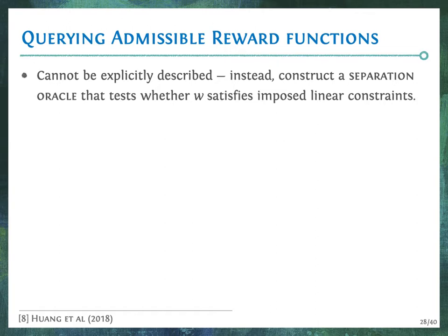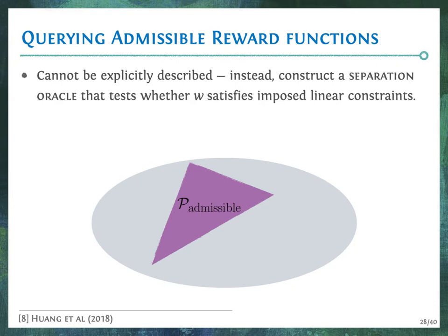So given our admissible set P within the space of all possible reward weights, we first test the weight vector of interest, W initial, against each of the imposed linear constraints. If these are satisfied, then W initial lies in the polytope of interest. If not, then the oracle uses the failed constraint to output a separating hyperplane such that P lies inside this half space and W initial lies outside it.